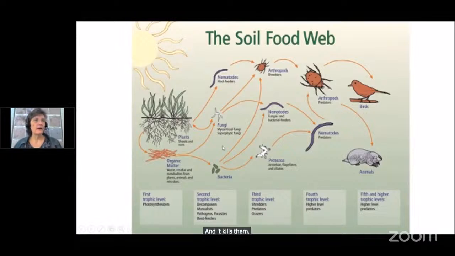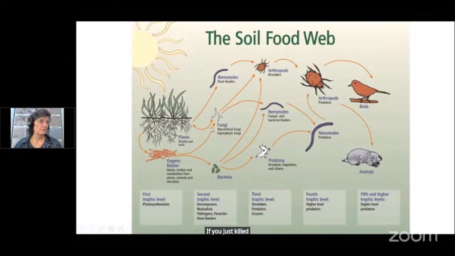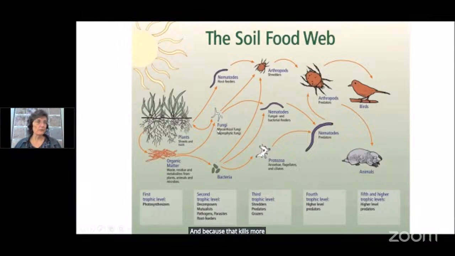And so again, how can you make those nutrients which are in your soil available back to your plant if you just killed most of the organisms, the bacteria, the fungi, protozoa, nematodes, microarthropods? Then you think that you have to put on more inorganic fertilizer. And because that kills more of this biology in the soil, whatever little is left, then the next time you think you have to put on even more inorganic fertilizer.